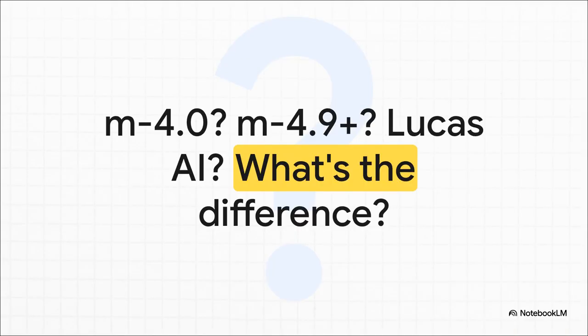And this right here is the big question, isn't it? You see all these model numbers that look kind of the same, you see a totally new name thrown in the mix, and you've got to be wondering, what's the actual deal here? What separates them? Is one of them smarter? Does one have more features? We're going to get to the bottom of it.